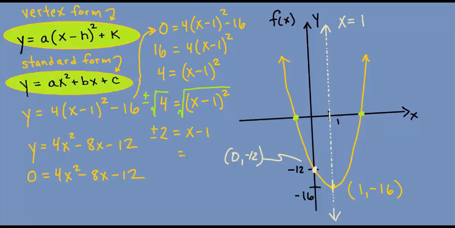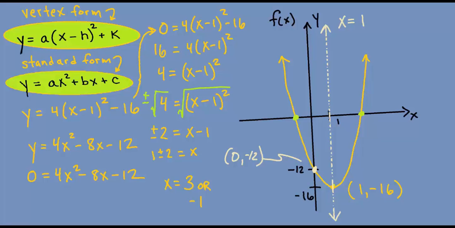Now, x minus 1 equals plus or minus 2. So I'm going to add a 1 to both sides, and now I've got 1 plus or minus 2. This is the one I added. So that's actually two answers. X is 1 plus 2, which is 3, or x is 1 minus 2, which is -1. So that wasn't too bad.